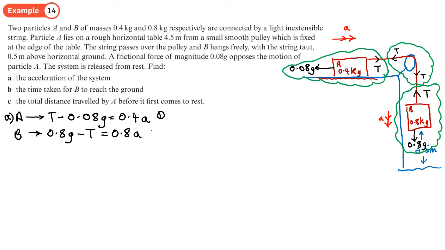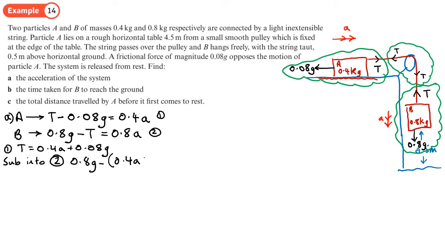So to find the acceleration, I need to eliminate T. So let me take equation one and make T the subject. So I'll have T equals 0.4A plus 0.08G. I will sub that into equation two. So I will have 0.8G minus (0.4A plus 0.08G) equals 0.8A. So that's 0.8G and then minus 0.08G, and then I will add 0.4A to both sides.